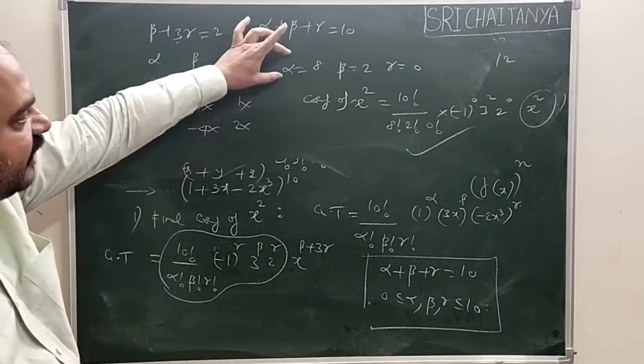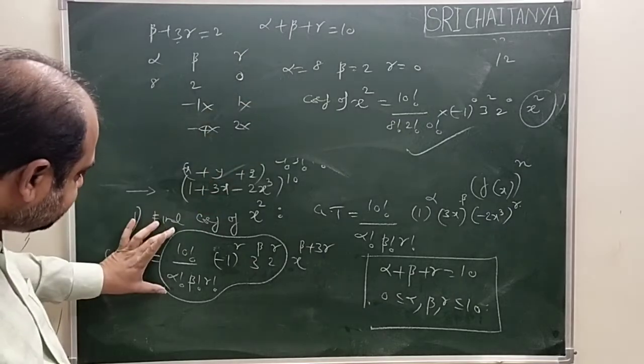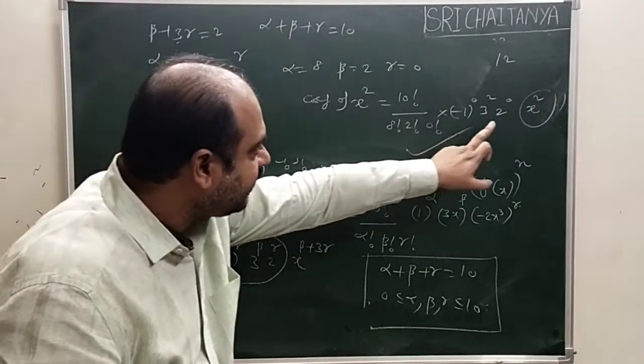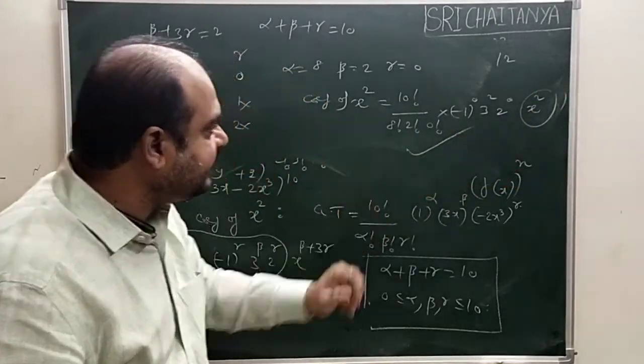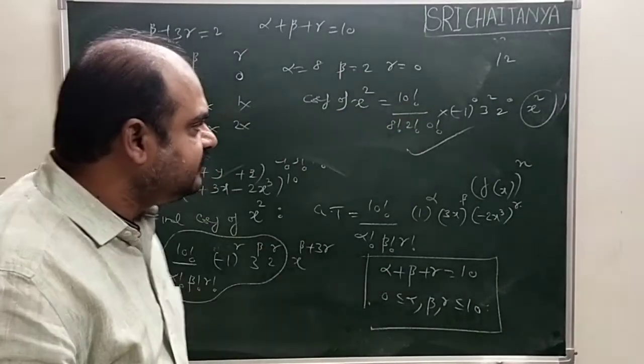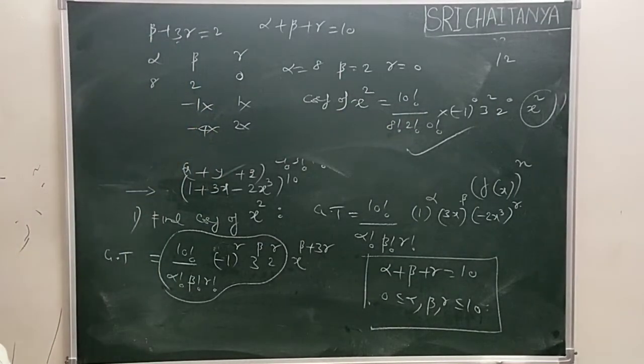After finding alpha, beta, gamma, you substitute in this, and then you get x square. The coefficient of x square means eliminate that x square and write the constant. That is called the coefficient of x square. You can simplify by using factorials; you can calculate the factorial values.